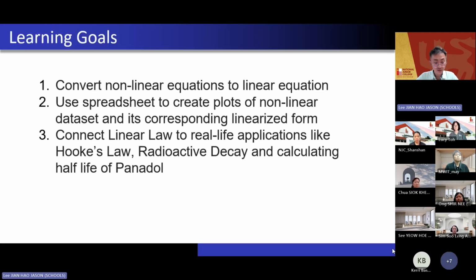All right. So in our lesson package, there are 3 goals. First is that students are able to convert non-linear equations to a linear equation. Number 2, students will use spreadsheets to create plots of non-linear data sets and their corresponding linearized form. And lastly, to be able to connect linear law to real-life applications like Fuchs law, radioactive decay, and even calculating the half-life of Panadol, for example.